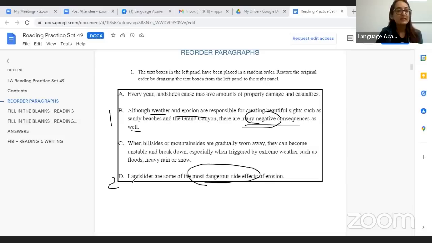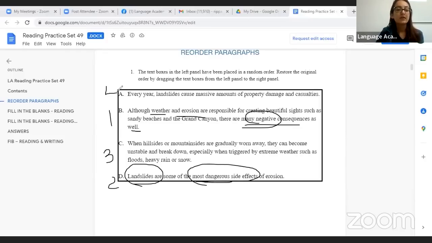And then in sentence D, you introduce landslides. Landslides are very dangerous. Now, what are landslides? So this is how the order goes: you say something and then explain the same thing. Here you have introduced a new topic, landslide, so first explain what a landslide is. That is why C comes at number 3. When hillsides or mountain sides are gradually worn away, they can become unstable and break down, especially when triggered by extreme weather such as floods. So this is a landslide. This is the explanation of landslide.